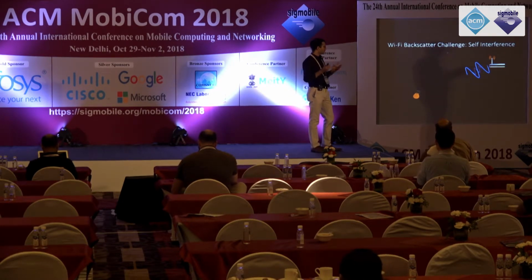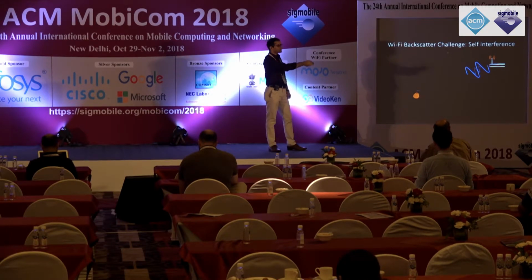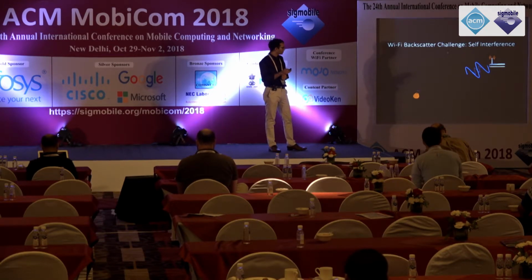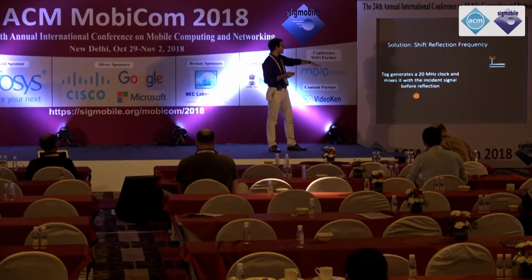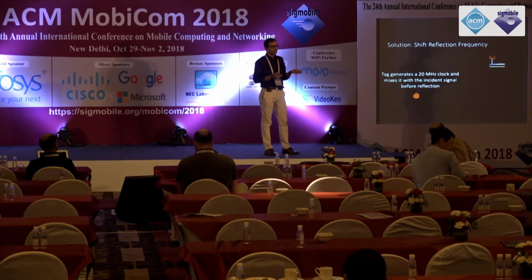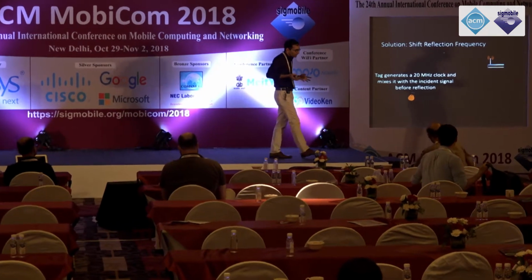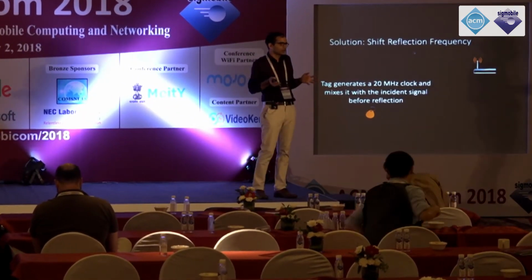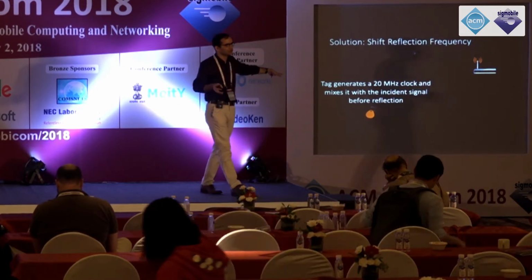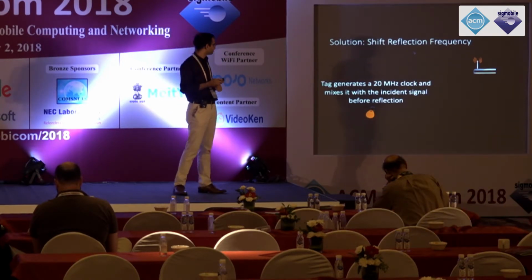But there's a different line of work, and what it tries to do is to move these reflections to a different frequency than the original signal. So what they do is that the tag itself has a small battery that can generate a 20 megahertz clock, and it will mix it with the incoming reflection. And the whole idea is that generating a 20 megahertz clock is much cheaper, because this guy is just running an oscillator, it does not need a power amplifier. And the amplifier is the power consuming part.